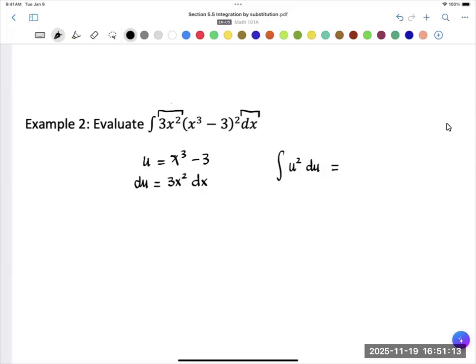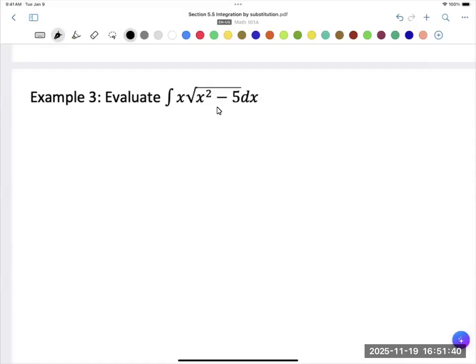We're going to take the integral by increasing the power: u to the power 2 plus 1 will be u cubed over 3 plus c. And we don't leave our answer like this. We're going to have to replace u by x cubed minus 3, to the power 3, over 3 plus c. That's going to be the antiderivative of this function.